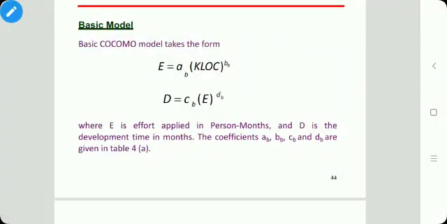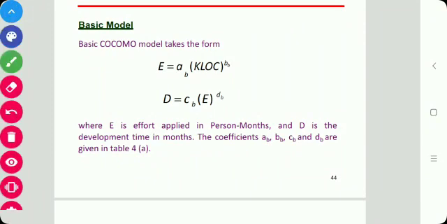Dear students, in this section we will see examples on the COCOMO model. As we know, the basic model takes the form E = AB (KLOC)^BB and D = CB (E)^DB.